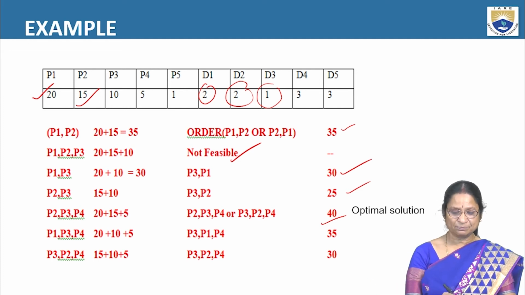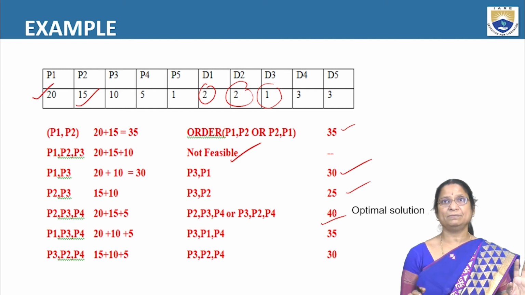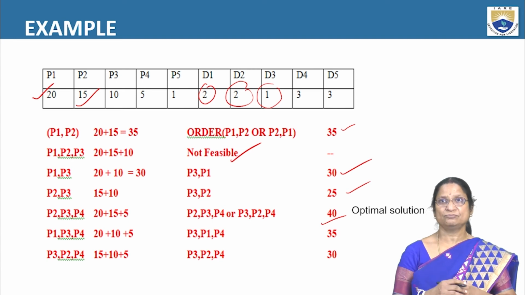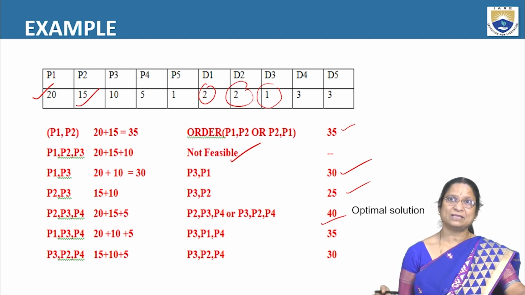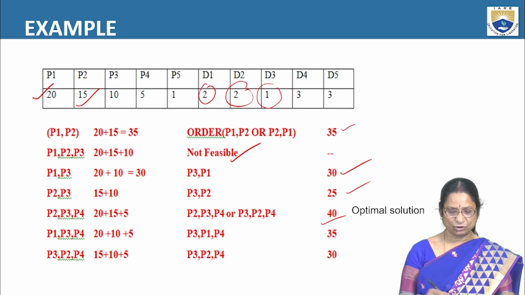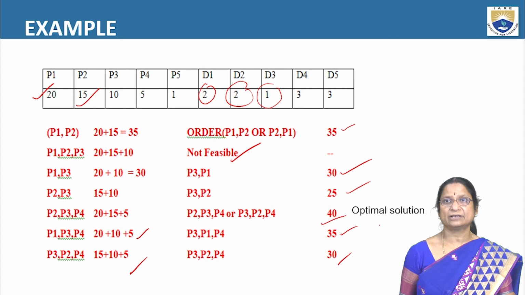So P1, P2, P4 means 20 plus 15 plus 5, 40. Order can be anything, because P1, P2 are 2 and P4 is 3. But P1, P2 can be earlier. P4 must be the last one. Job 4 must be the last one, because 3 is having it. Similarly, P1, P3, P4 and P3, P2, P4 combinations are available here. But the cost will be 35 and 30.